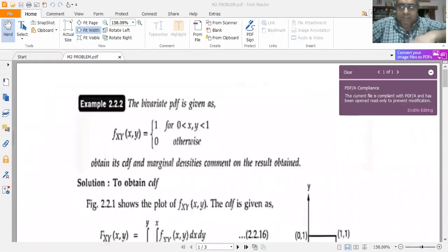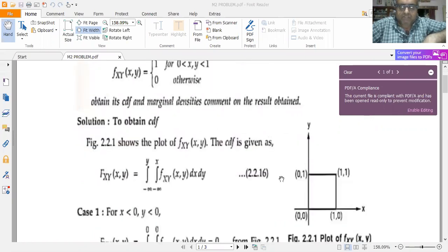Hi friends, we shall work out one final problem with respect to the computation of the joint CDF from the joint PDF. The problem statement goes like this. The bivariate PDF is given as f_XY(x, y) equal to 1 for 0 less than x, y less than 1, and 0 otherwise. So obtain its joint CDF and marginal density PDFs and comment on the results obtained.